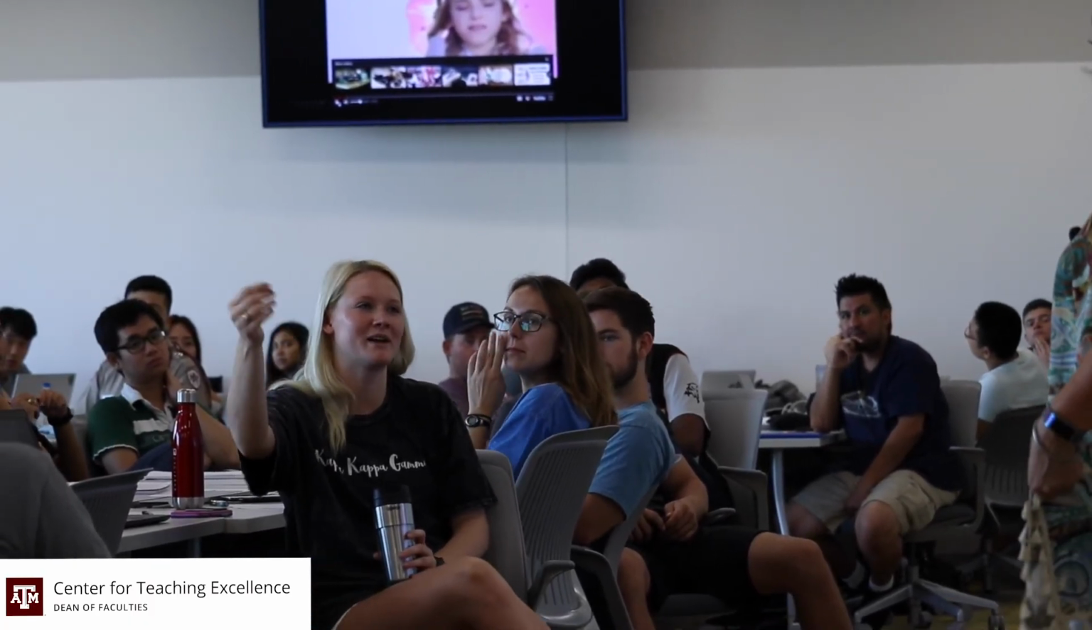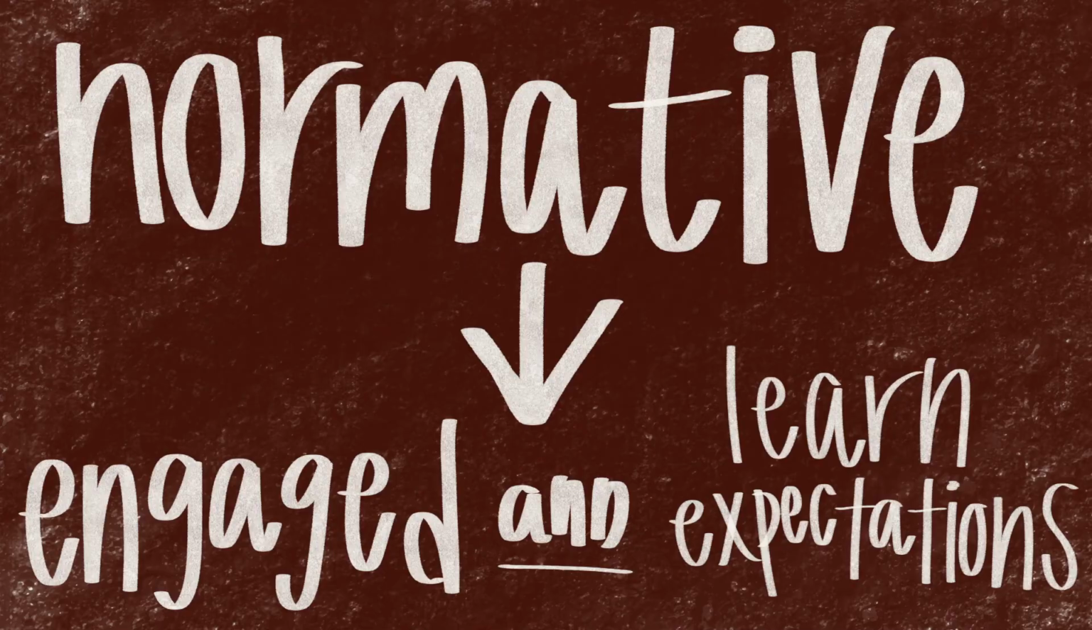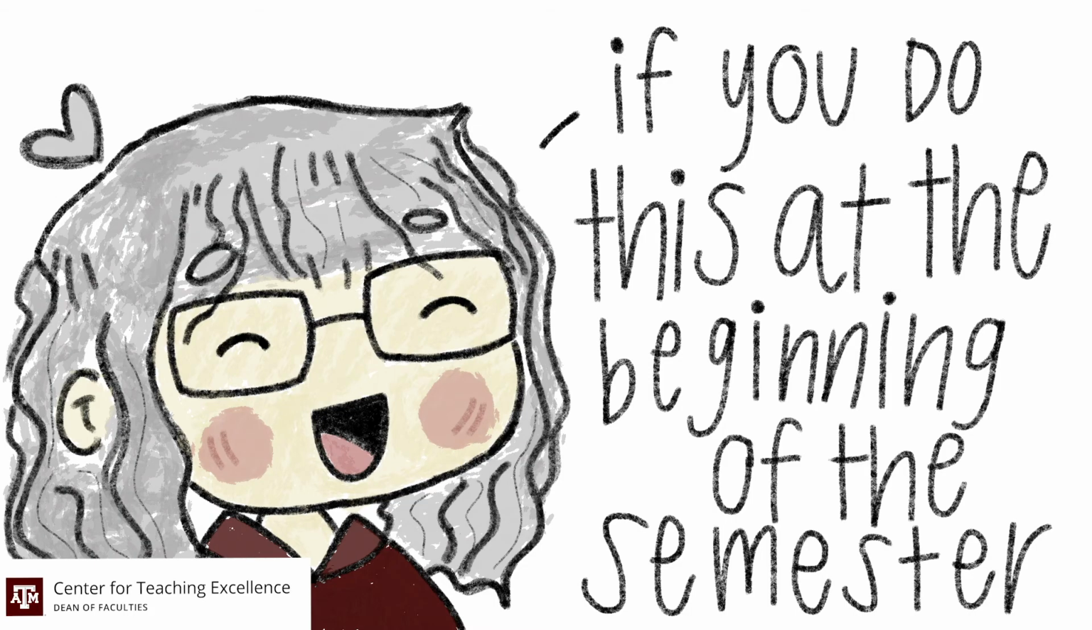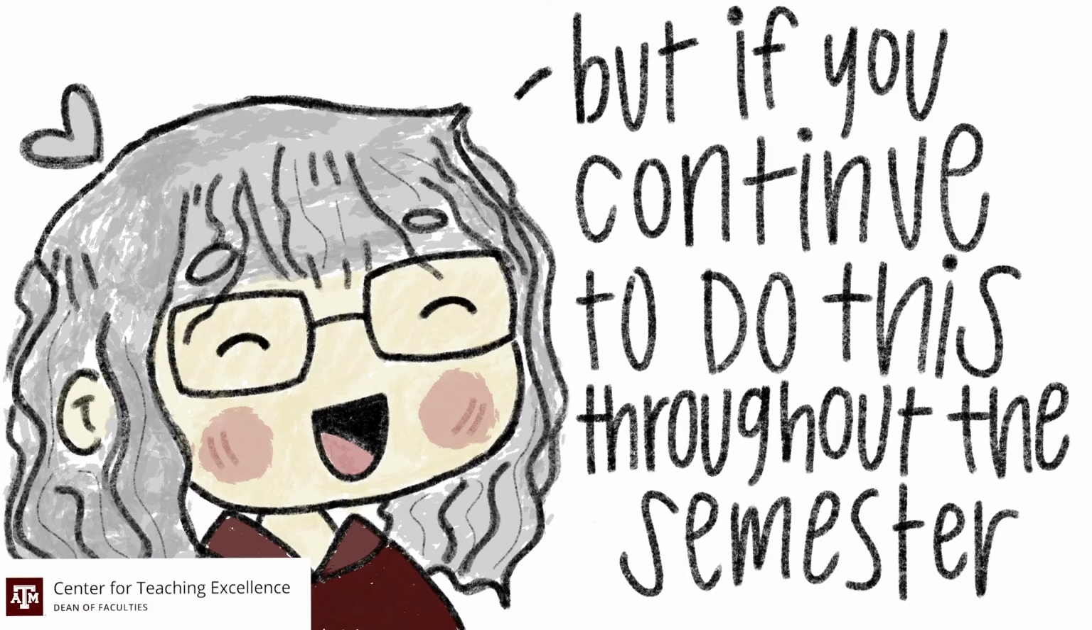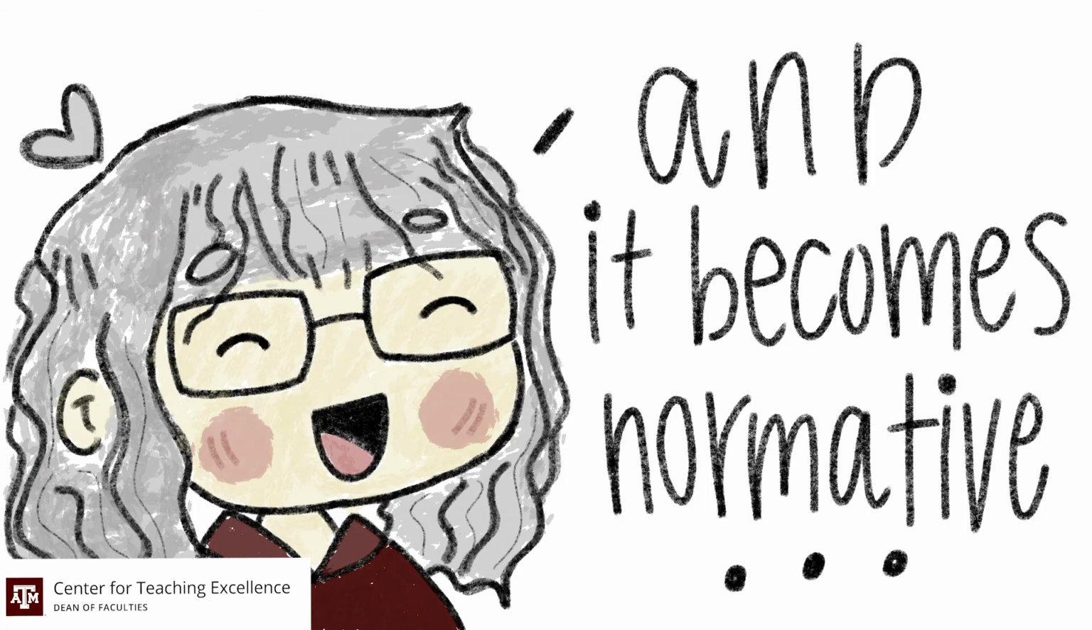As the Think, Pair, Share exercise becomes normative in your classroom, you'll find that the students will become more and more engaged and learn what your expectations are. If you do this in the beginning of the semester, you might only get 1 or 2 hands being raised when you get to the share portion of the exercise. But if you continue to do this throughout the semester and it becomes normative, by the end of the semester, a lot more hands will be being raised, and you'll get more active discussion in your classroom.